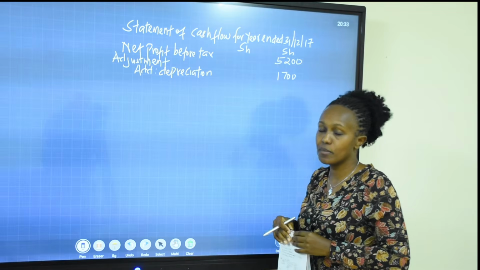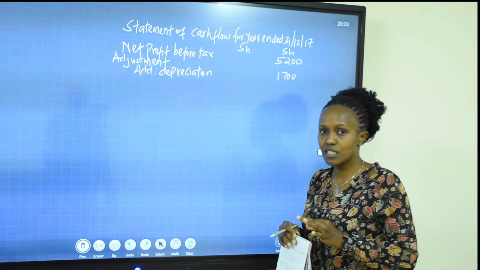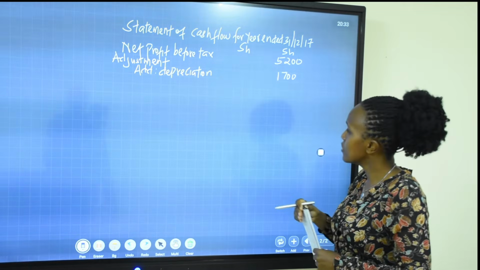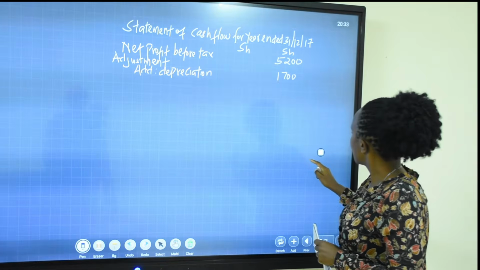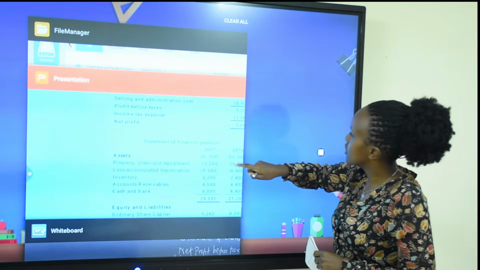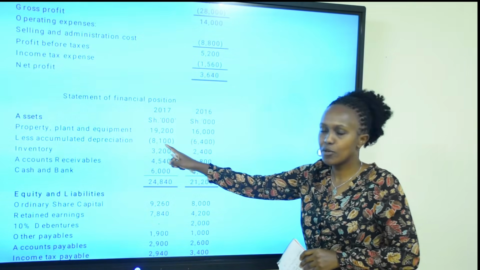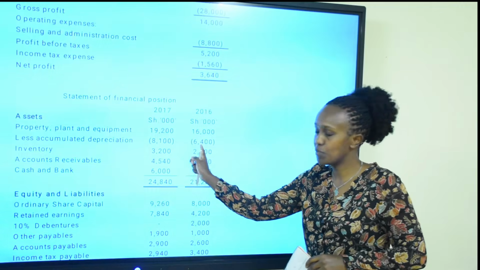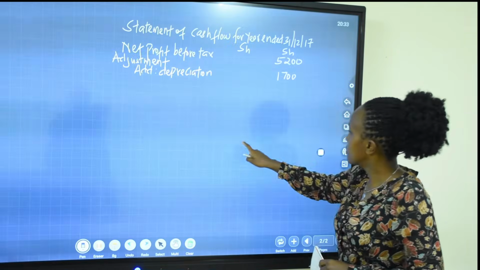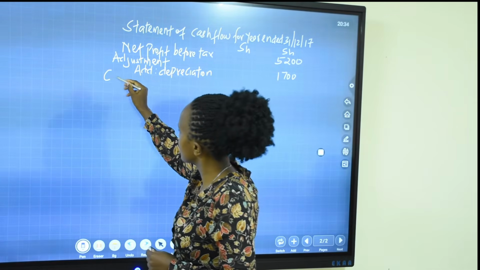We are getting that 1,700 from the change in accumulated depreciation in the year, from 6,400 to 8,100. That is why we are getting the depreciation charge for the year. So we can proceed. After this, we are going to put cash flows from operating activities.